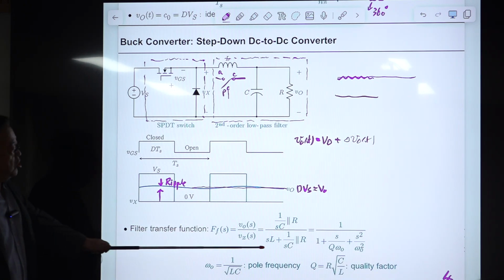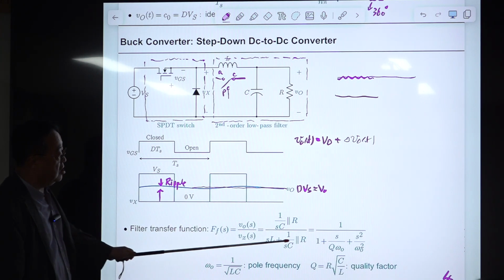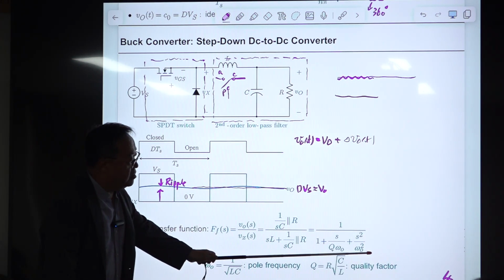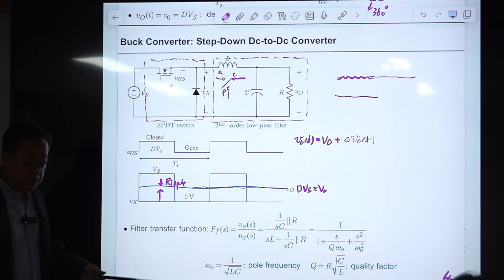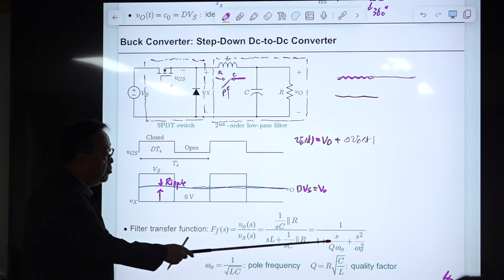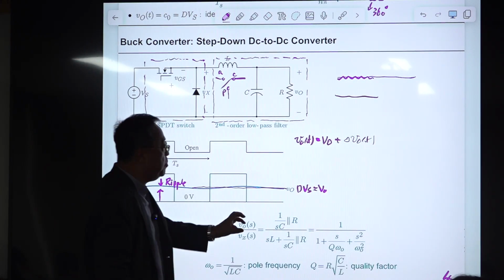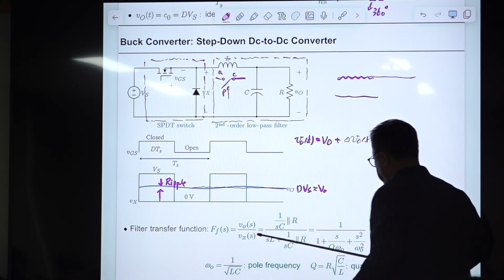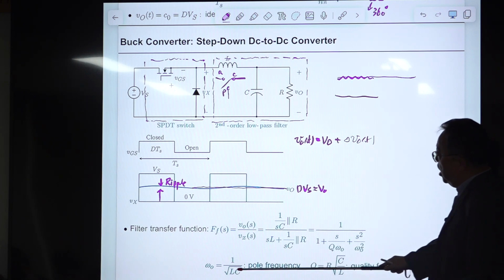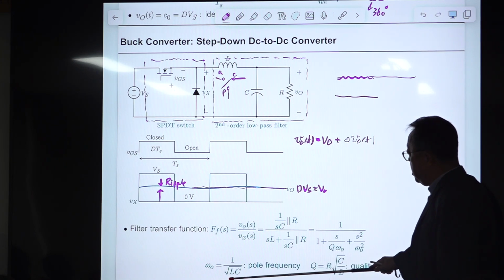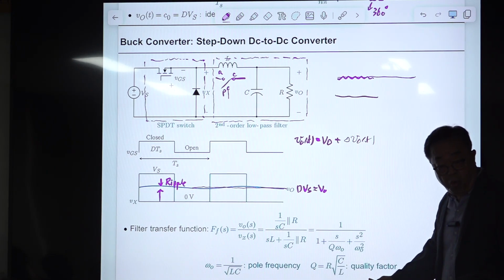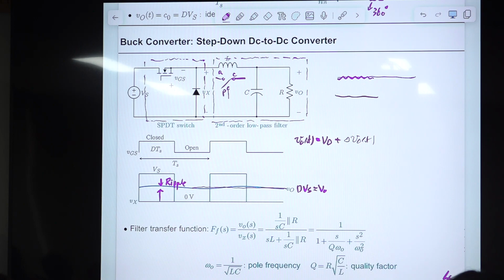So this transfer function is just a ratio of the impedances. Then this is the frequency response expression of this transfer function. It starts from 1 plus s divided by something plus s squared divided by something squared. Okay, this is the standard format. And this omega naught, which is 1 divided by the square root of LC, is called the pole frequency or double pole frequency. Don't call it the resonant frequency. Resonant frequency is something else.